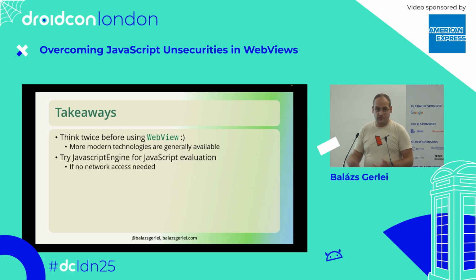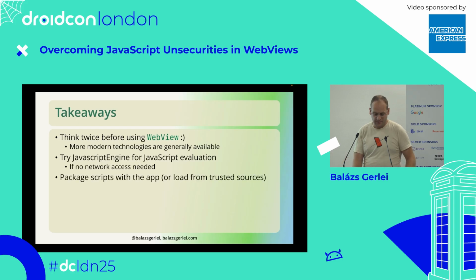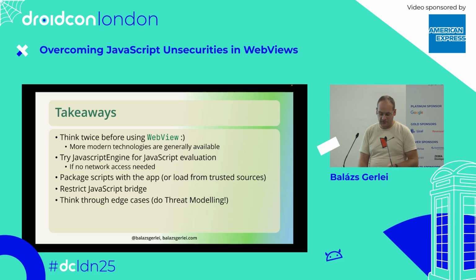Use the JavaScript engine if you want to execute JavaScript. Of course, if no network access is needed. And try to package the scripts within your application so you can trust them, or load them from trusted sources. Again, restrict the JavaScript bridge as much as you can, and I always want to say, do threat modeling.